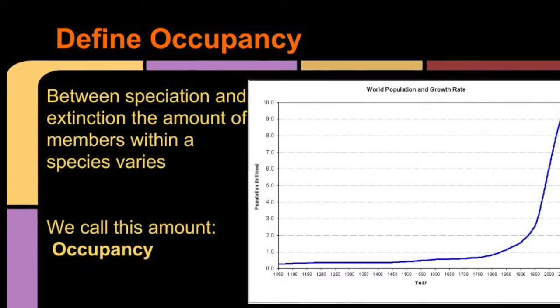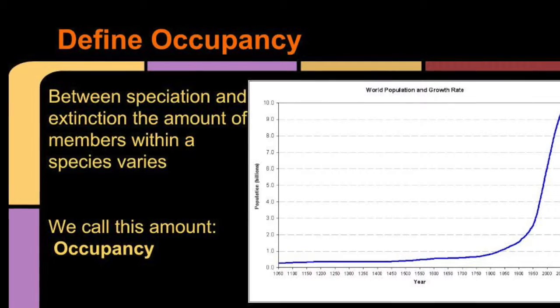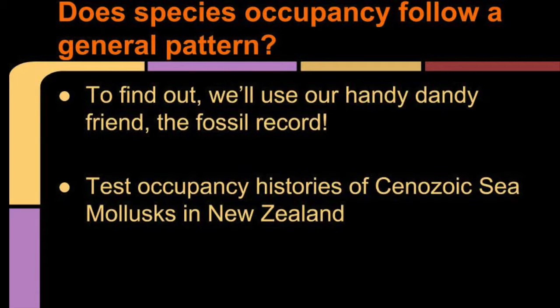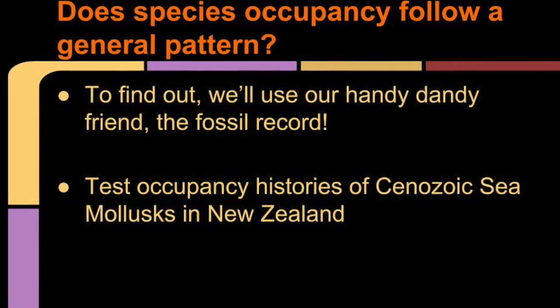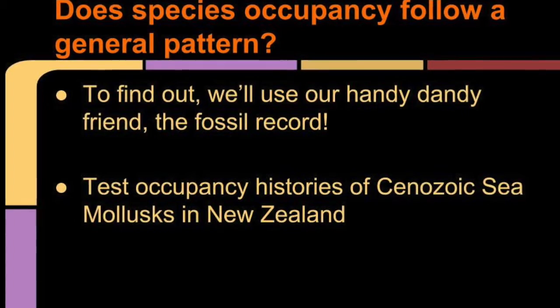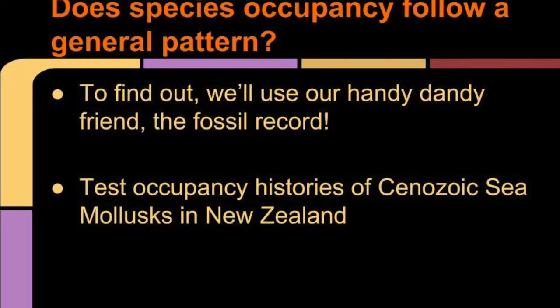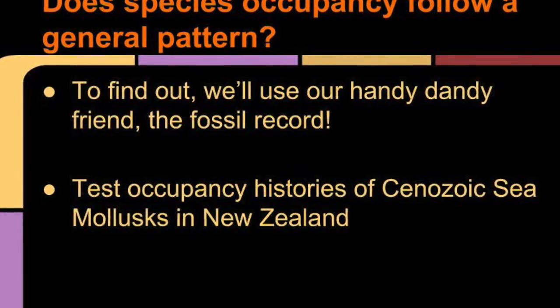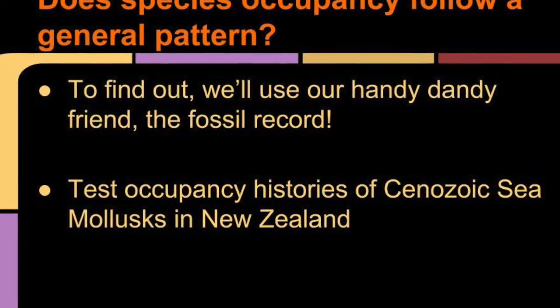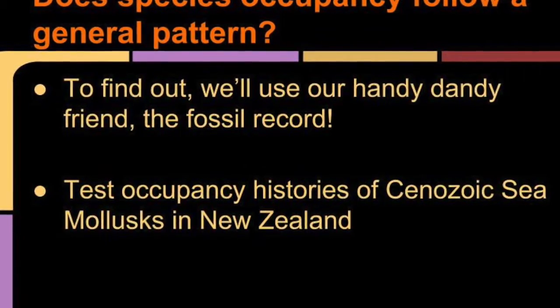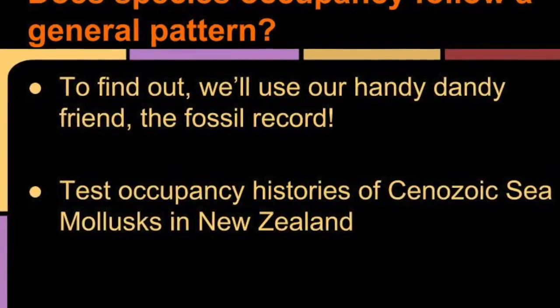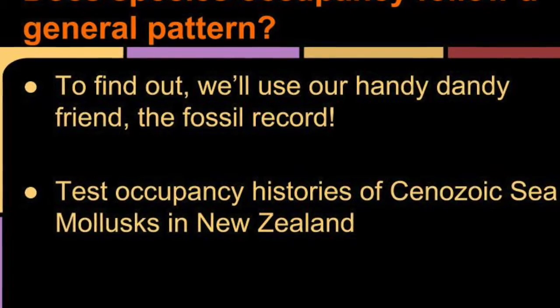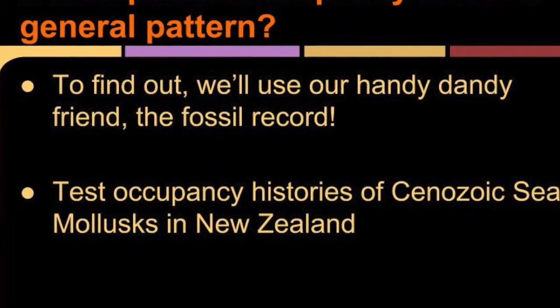Every species' occupancy is different and varies with time. In order to better understand not only our species, but the species around us as well, it is important to recognize patterns found in nature. By doing so, and following the occupancies of the Cenozoic sea mollusks, we are able to derive a pattern and learn more about our future as a species, and the future of many others, as well as understanding the past.